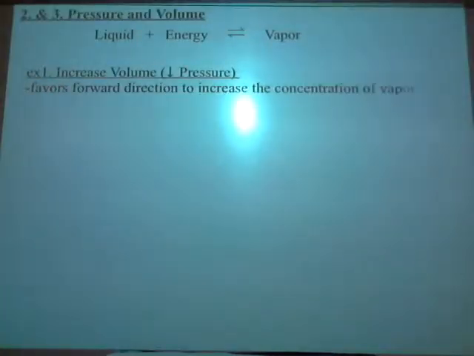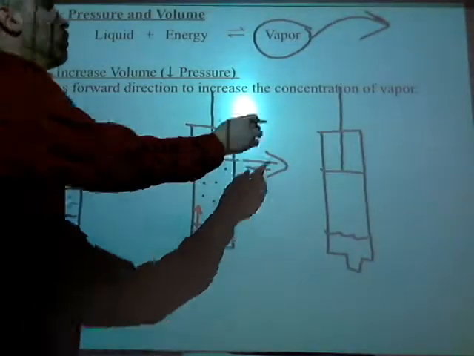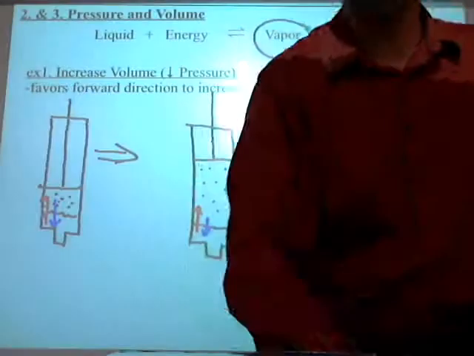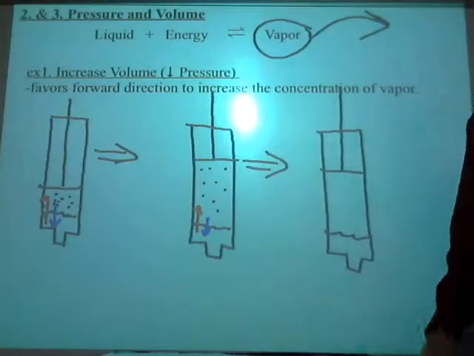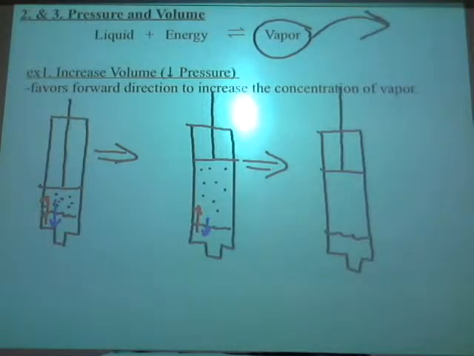But, yeah, it favors a forward direction because it's going to try to replace that missing vapor, the one that you pull back on that plunger. When you pull back on that plunger, you were making the space bigger and not as many vapor molecules per unit volume.